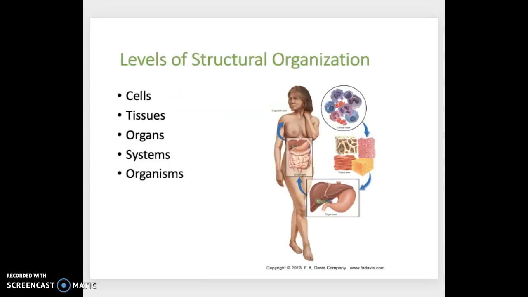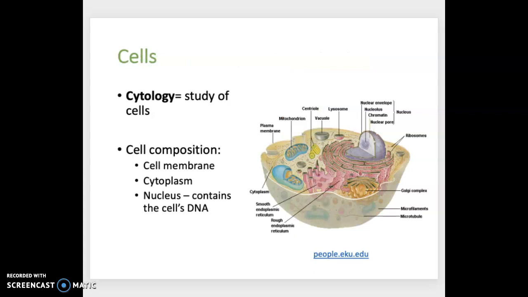So chapter 4 covers a lot of information regarding body structures. There are 5 levels of organization within the body, starting with smallest to largest. There are cells, tissues, organs, systems, and organisms, which is an entire living person. So I'll start with a cell. It's the smallest unit of all living things.